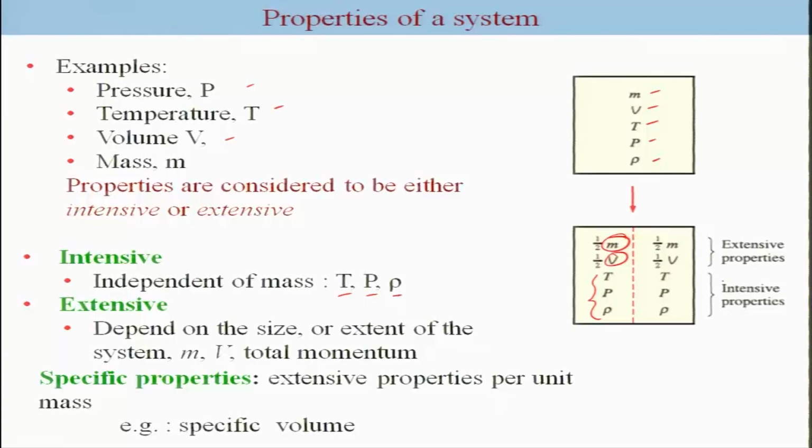Whereas extensive properties are those which depend on the extent of the system, such as mass, volume, and total momentum. You can also extract a specific property out of an extensive property by dividing it by mass, such as specific volume.